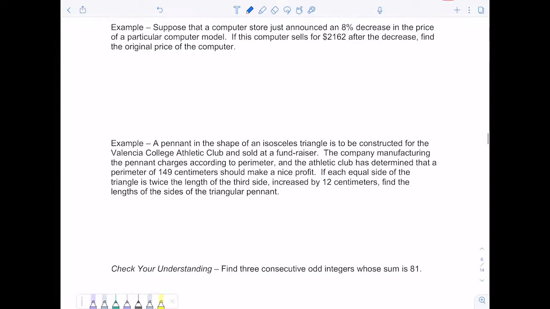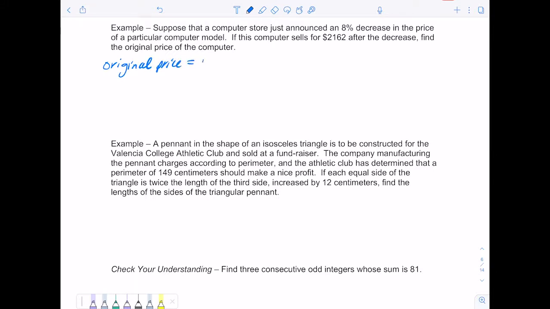Okay, let's try the next one. Suppose that a computer store just announced an 8% decrease in the price of a particular computer model. If this computer sells for $2,162 after the decrease, find the original price of the computer. Okay, so I'm looking for the original price. That's my unknown, so that's going to be my x, or whatever you want to call it. We can call it P for price.